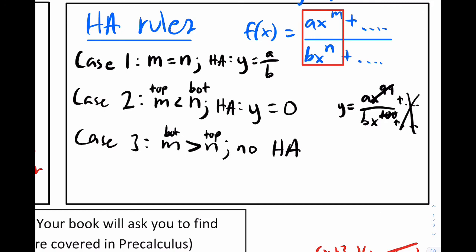And the last situation is going to be, well, what happens if the top is bigger? And again, what happens is these cancel, but you're left with the x on the top. So what happens is this function will keep growing and growing and growing, and there is no horizontal asymptote, which leads to this situation. Okay, now if that didn't make sense, that's okay, because the main thing in Algebra 2B is that you can apply these rules. You can always ask more questions in class.